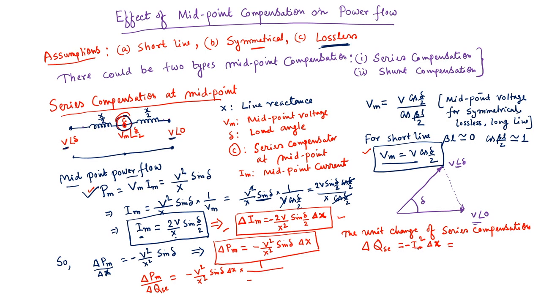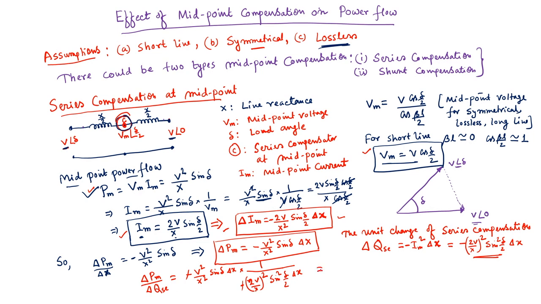Now, I can write that this minus I m square is this. I m is equal to that. So I m square will be minus 2 v by x whole square sin square delta by 2. Then del x should be there, so I will simply put this over here in the denominator. So, what I get is 2 v divided by x whole square sin square delta by 2 del x. Okay. So, this will also be negative, so this negative will be cancelled out.